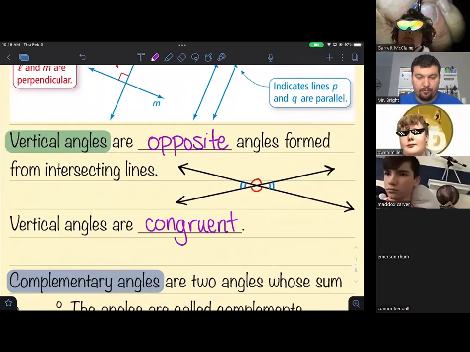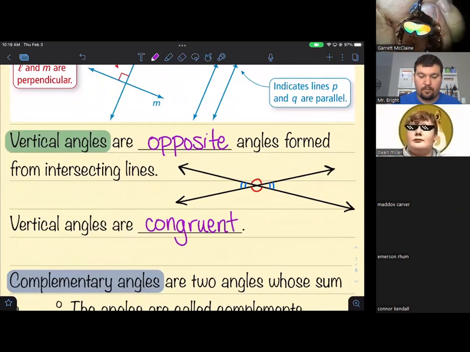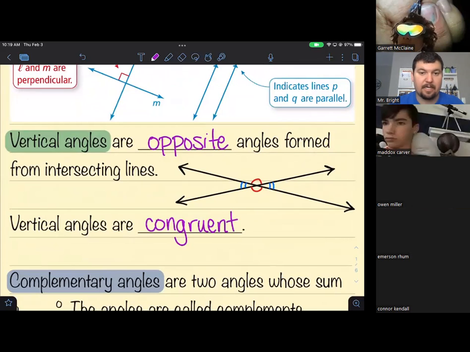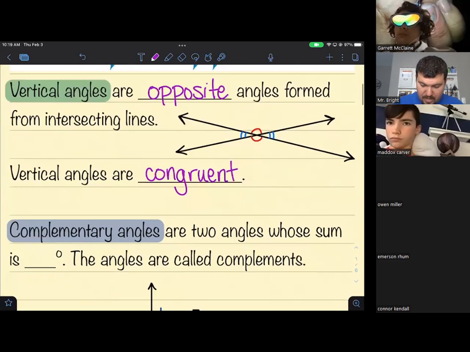Vertical angles are congruent. If I told you two angles are vertical, I'm telling you they're the exact same size, which helps us, especially when we're doing problems like yesterday, where we have equations where x plus 4 is equal to 36, and we have to solve. All right, so vertical angles are congruent.